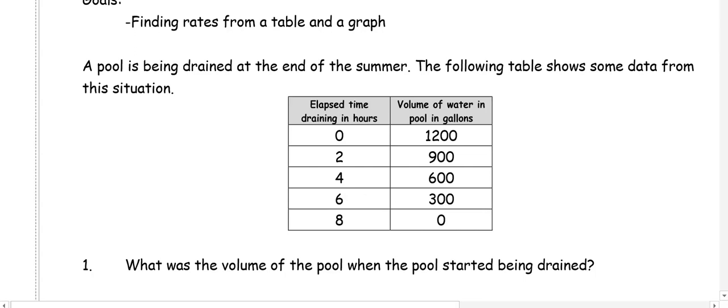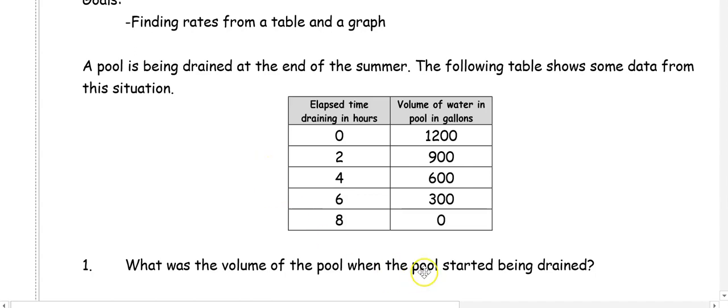This video is about finding rates from a table and graph. So we have a pool that is being drained at the end of the summer. The following table represents some data from the situation. We have our hours elapsed, and it goes 2, 4, 6, 8. And we have the volume of water in the pool in gallons. So we have 1200, 900, 600, 300, and 0.